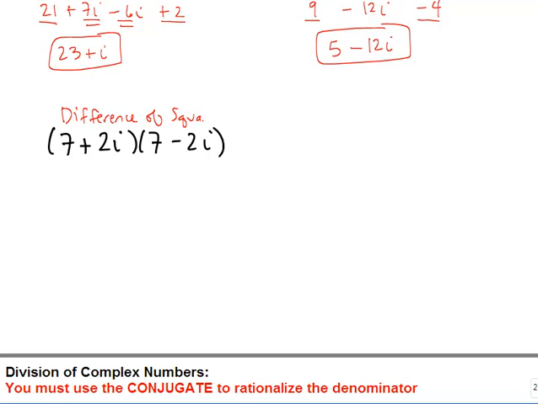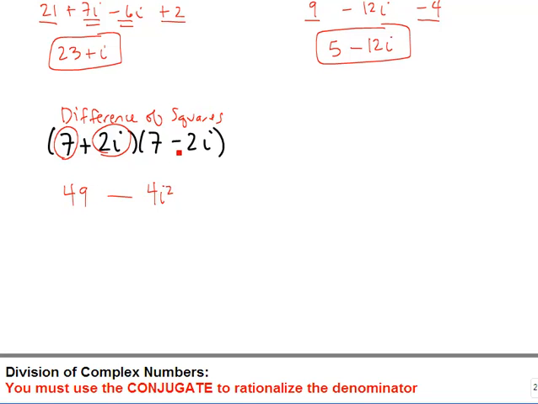And this is just a pattern that helps us figure out what our answer is much more quickly than just using FOIL. And what the difference of squares pattern says is when you have conjugates like this, then your answer is just going to be the first term squared, so 7 squared is 49. The second term squared, 2i squared becomes 4i squared, and then it's the difference between those two.